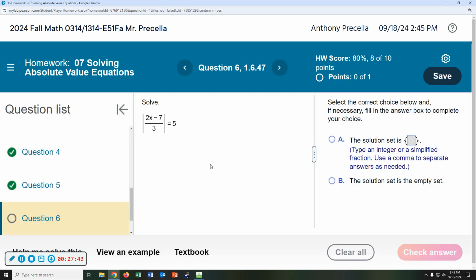What about problem 6? Oh, this has got to be hard now because it has a fraction. Absolute value of 2x minus 7 all over 3 equals 5.